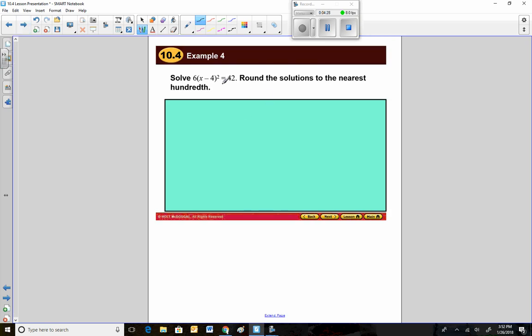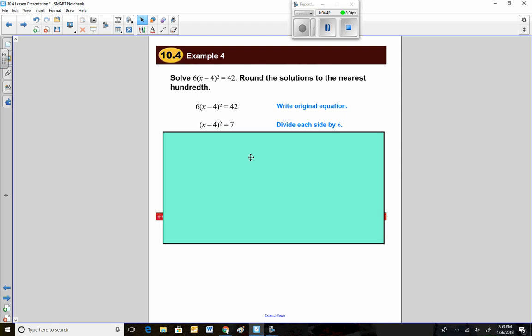All right, let's take a look at one last type of problem. What if we get a nice long equation like this and it says round the solutions to the nearest hundredth? All right, this is actually fairly easy. Our goal is still to get x by itself, but we have to basically do x minus 4 squared by itself to start. So see the 6 outside the parenthesis? We're going to divide by 6 on this side and divide by 6 on that side. So you get x minus 4 quantity squared equals 7.